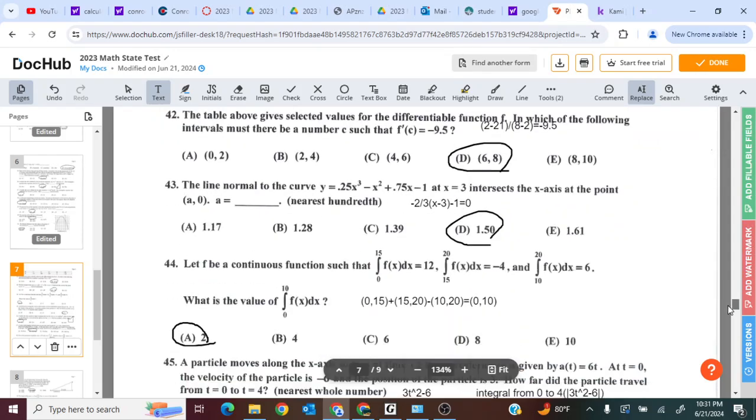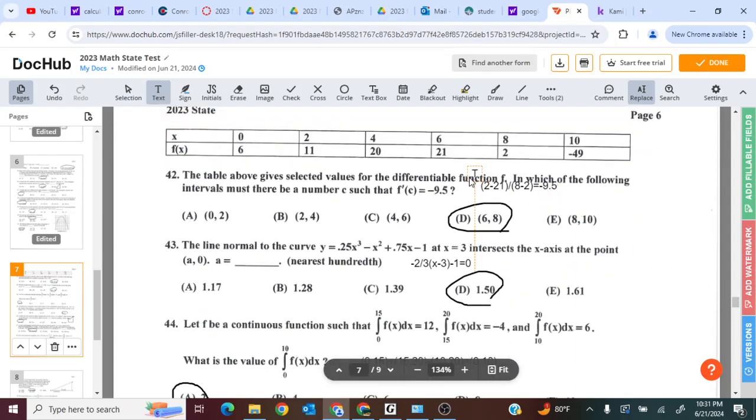A table gives selected values for a differentiable function f. In which of the following intervals must there be a number c such that f prime of c is equal to -9.5? So basically this is the mean value theorem. It's saying that some point within the interval has to have a derivative equal to the average rate of change.